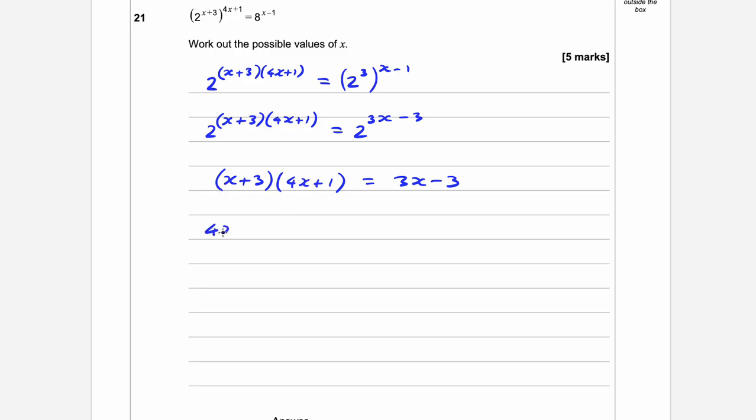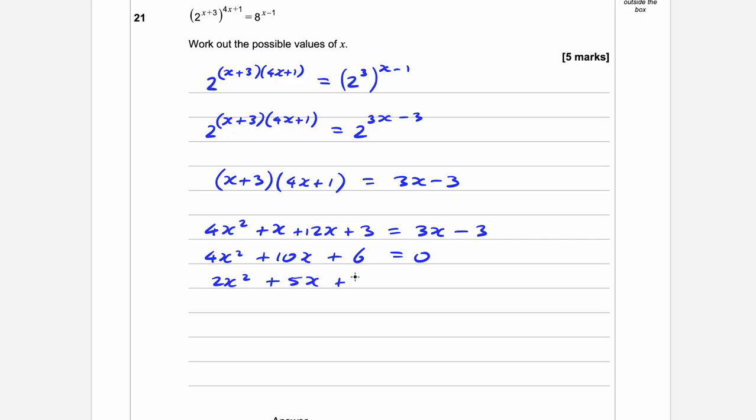This times this is 4x squared plus x plus 12x plus 3 equals 3x minus 3. Okay, so this is then 4x squared. Let's do it here. 4x squared. X plus 12x, 13x minus 3x is going to be 10x. And then 3 plus 3 is plus 6 equals 0. Divide everything by 2. 2x squared plus 5x plus 3 equals 0. And then we will factorize this. Let me do it over here.